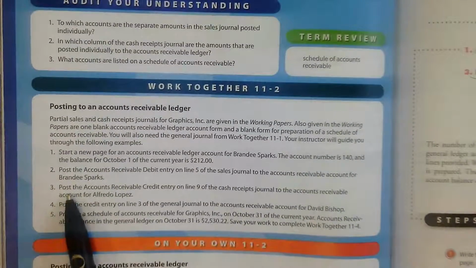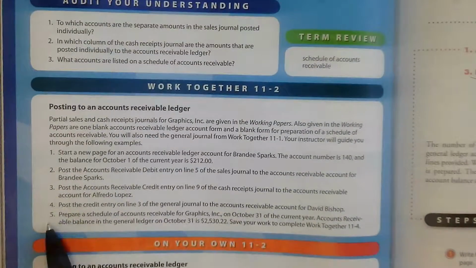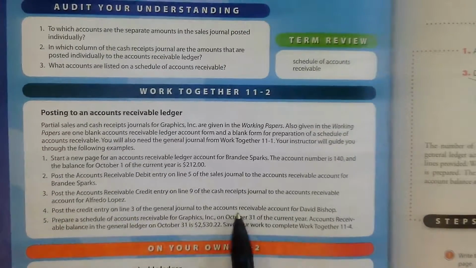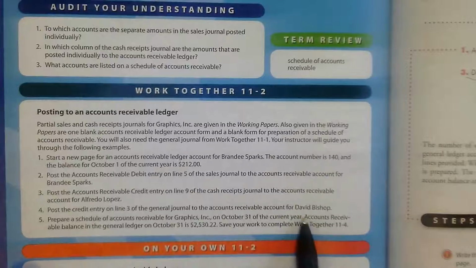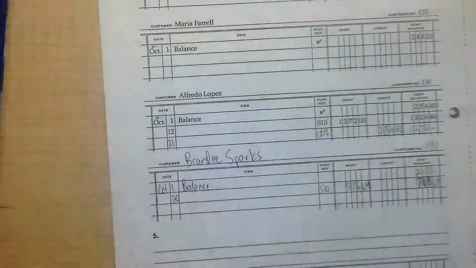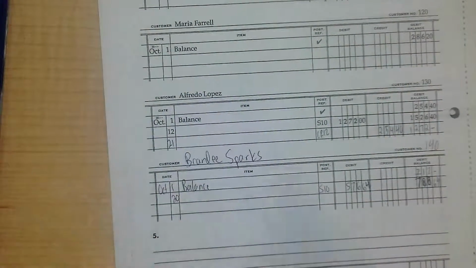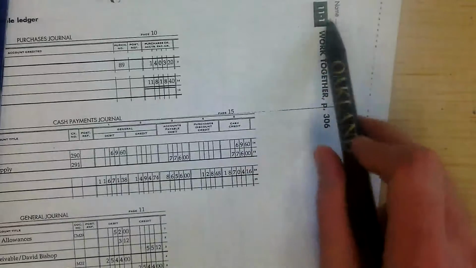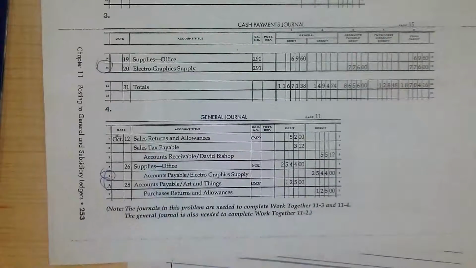Next up, we have number 4. Post the credit entry of line 3 from the general journal to the ACREC for David Bishop. You might be thinking to yourself, where's the general journal? Good question. General journal is back on 11-1. Right?